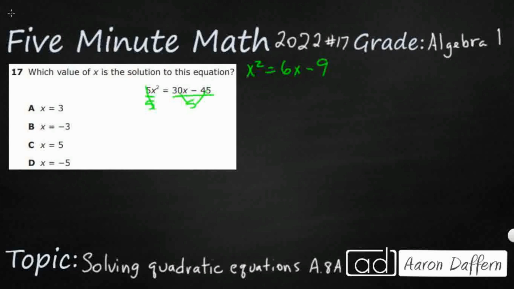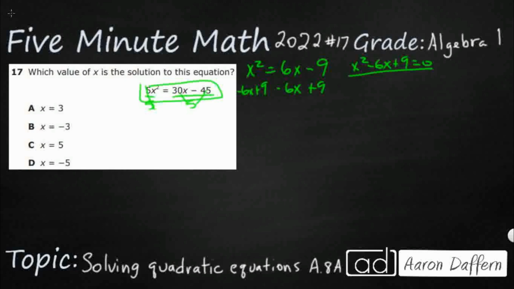That's a lot simpler. Now we need to get everything over on the left side. So I want to subtract 6x, and I want to add 9, opposite, right, to both sides. Negative 6x plus 9. So I'm going to end up with this: x squared minus 6x plus 9 equals 0. This is the exact same as this. I know, it doesn't seem like it is, but that's going to be a lot easier.